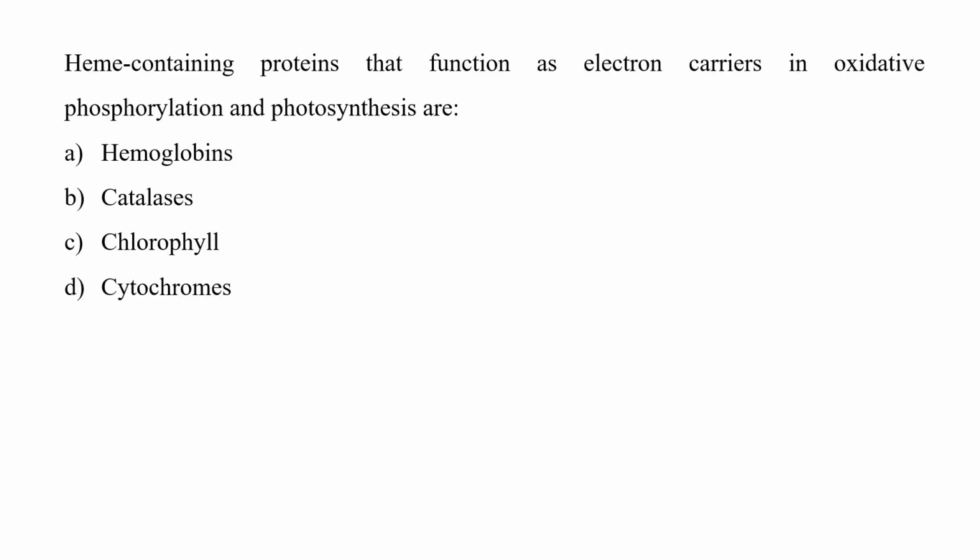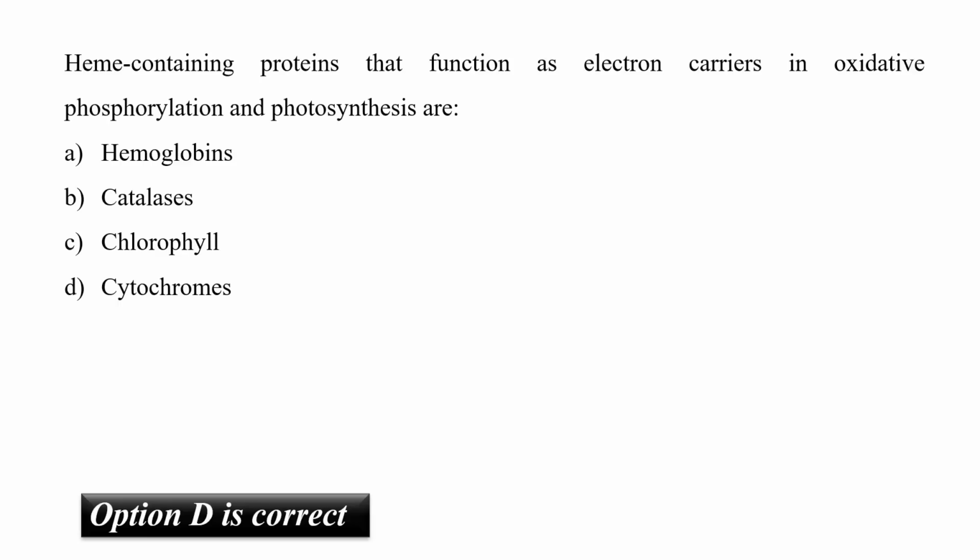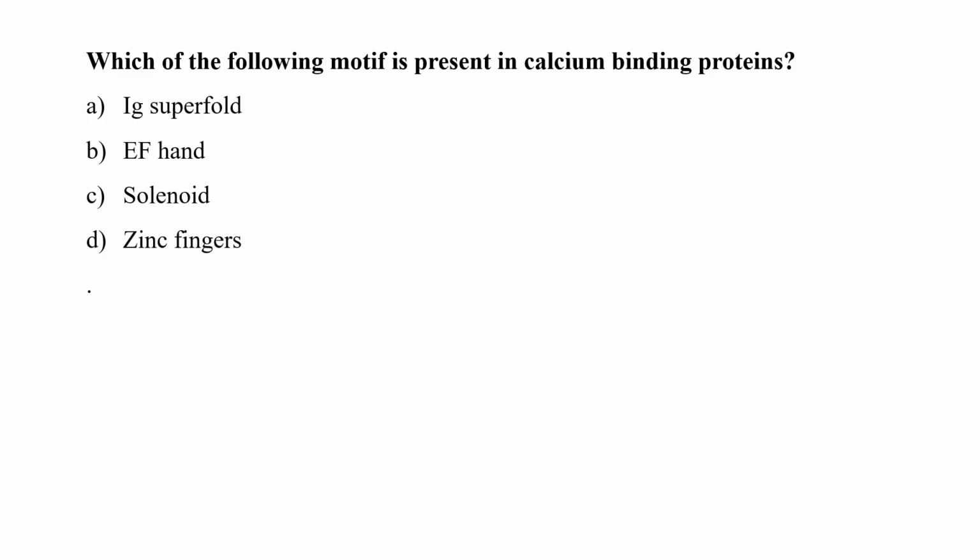Heme-containing proteins that function as electron carriers in oxidative phosphorylation and photosynthesis are hemoglobin, catalases, chlorophyll, or cytochromes. Cytochromes are the heme proteins that are involved in the electron transport chain, that is oxidative phosphorylation and photosynthesis. So option D is the correct answer.